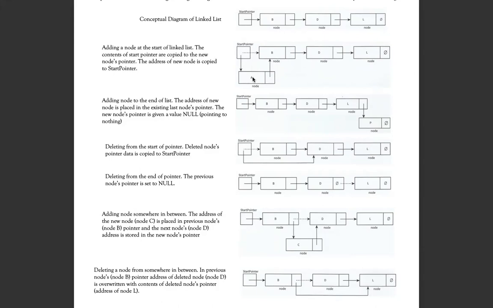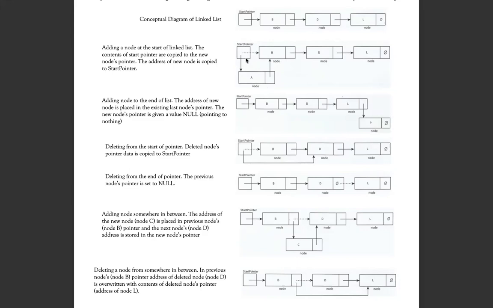How do I do that? Well, quite simply, first of all, I will copy the existing value held by the start pointer and I will assign it to the new node's pointer position. So basically what that means is that this new node is now the start pointer and this existing start node is now the second node. So this new node that I just added, since it's at the start, will actually be pointing to the previous start node.